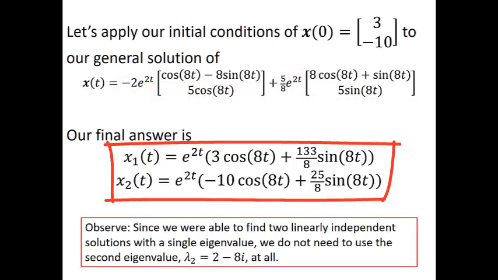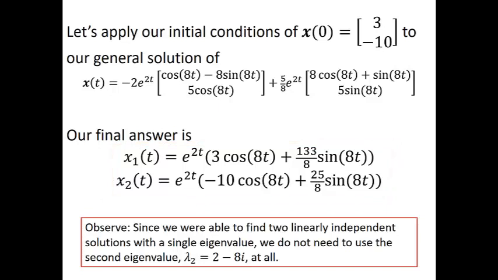Now, observe one more time. Since we were able to find two linearly independent solutions, an x1 and an x2, with a single eigenvalue, we do not need to use that second eigenvalue of 2 minus 8i at all. So when we're working with complex eigenvalues, pick one of them and you're able to get everything you need out of that single one.